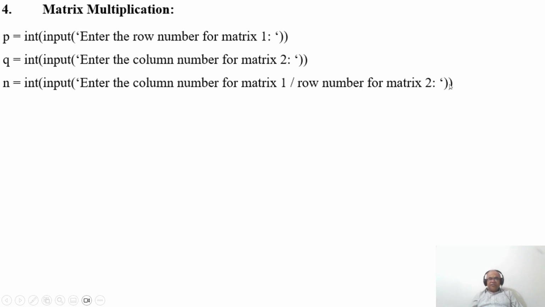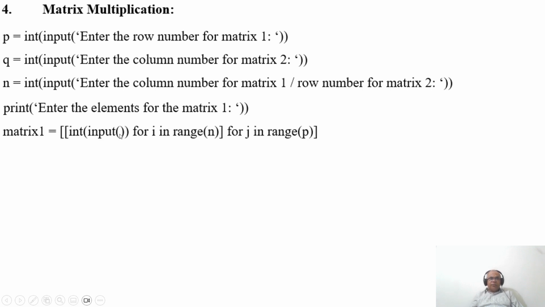Of course, within the code, whatever we print will be a prompt for the user, telling what to do next. So now, print, enter the elements for matrix 1. What does matrix 1 say? P cross N. N is the column and P is the row. So here, matrix 1, int input, for I in range, first I always represents the column. So for that we are using N here because we enter the column number for matrix 1. Since I am entering the input for matrix 1, the column is N. Then for J in range P.